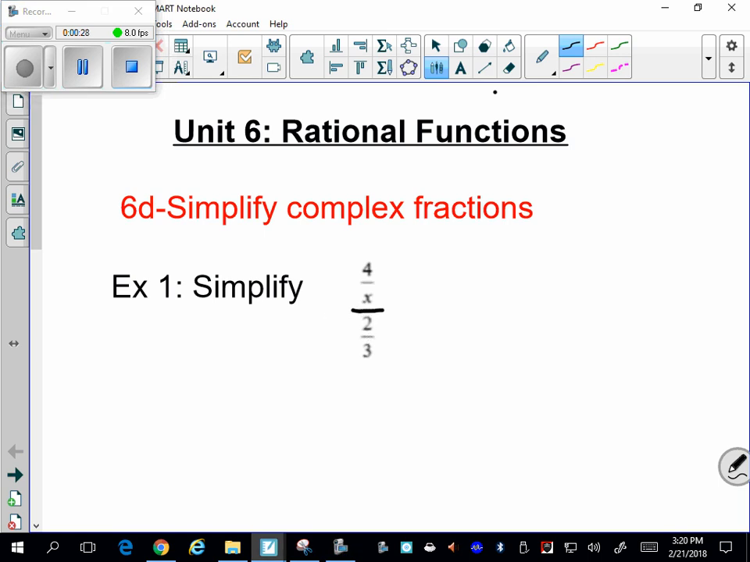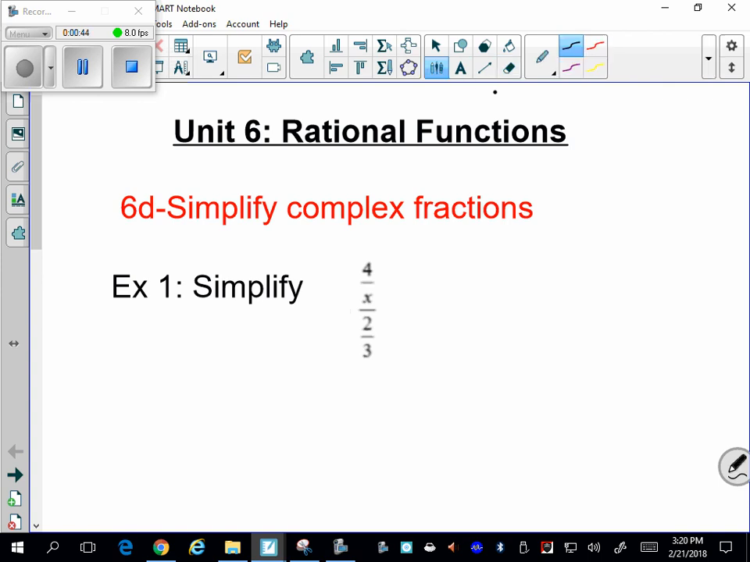Usually, if I erase this, you can see the bigger fraction bar is where your division is. Technically each fraction has a division in it, so the bigger, longer fraction bar is where you're going to have the divide.